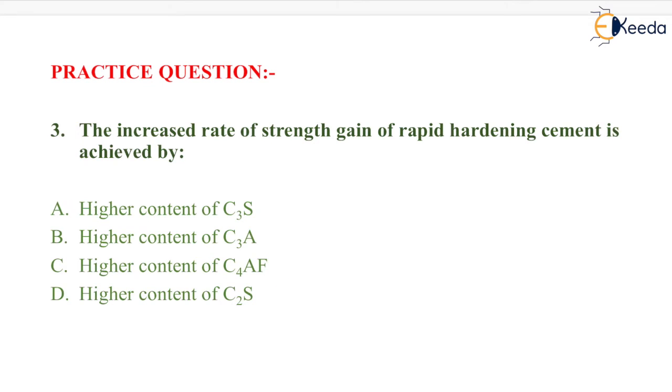Now we know that generally the increased rate of strength gain of rapid hardening cement is achieved by higher content of C3S. So option A is the correct answer for this question. That is all about this numerical.